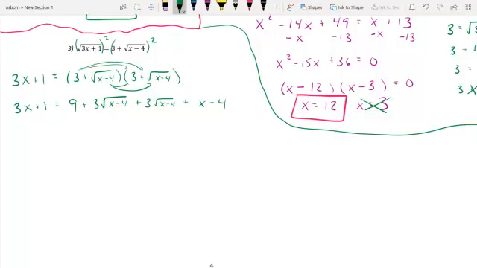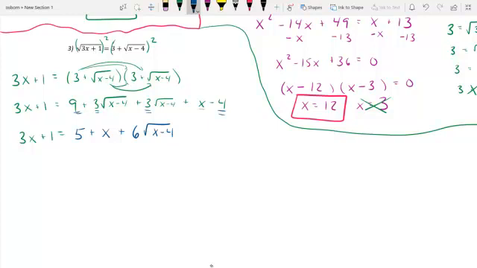Alright, so I'm going to combine my like terms on my right side. So that gives me 3x plus 1 is equal to, now if you look, you've got that 9 and that negative 4, so that's going to leave you with 5 plus x, and that's just from this x right here, plus, now I've got 3 square root of x minus 4 plus 3 square root of x minus 4, so that turns into 6 square root of x minus 4.